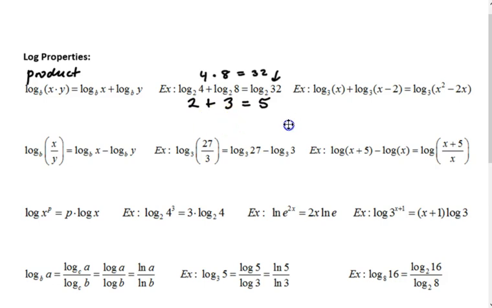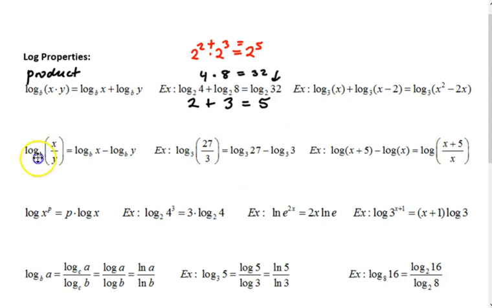This is a direct result of the exponent rule that says 2 squared times 2 to the third equals 2 to the fifth. Notice what we're doing with their exponents is we're adding the exponents. 2 plus 3 is 5. Logarithms are exponents, so what we're doing here is just adding exponents. So that's where this rule comes from.